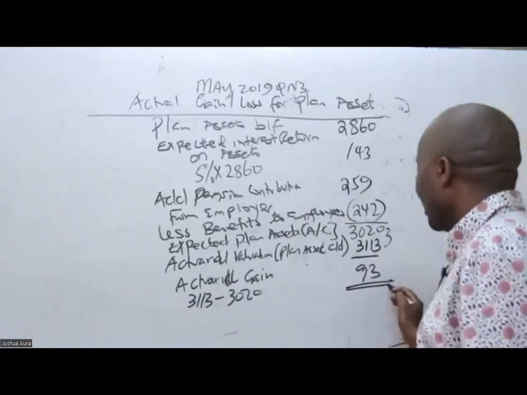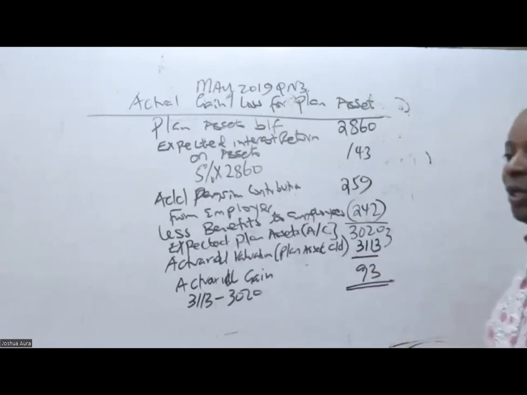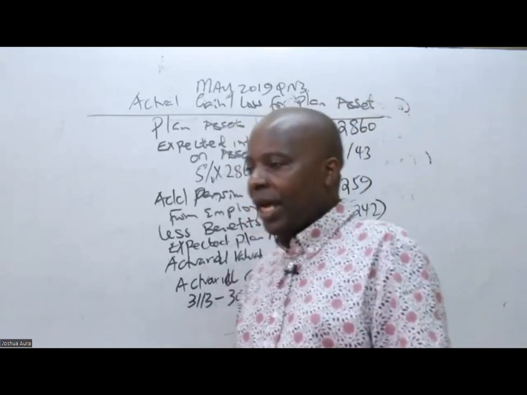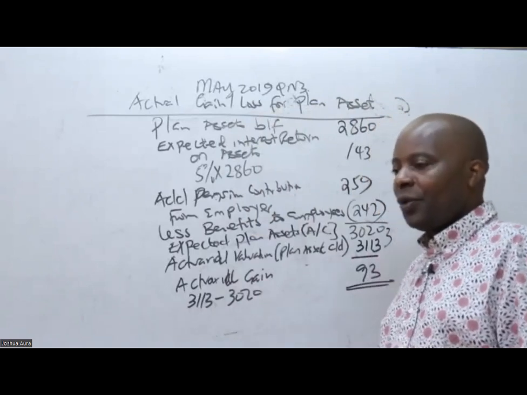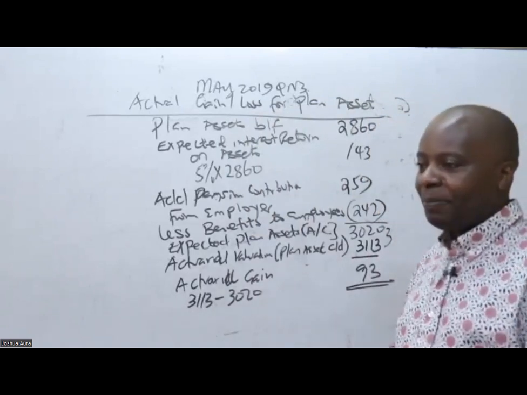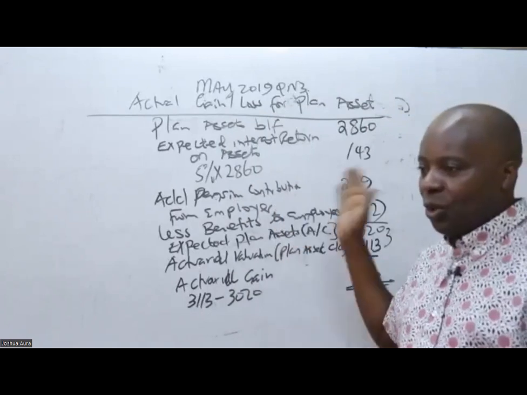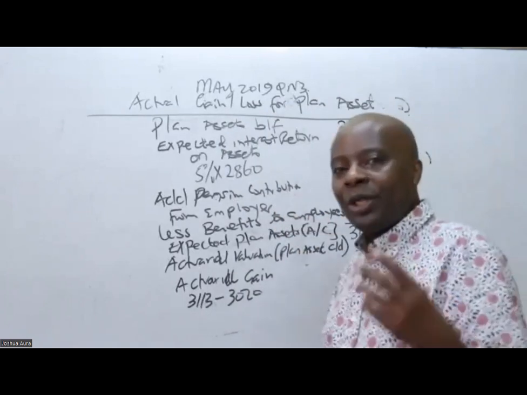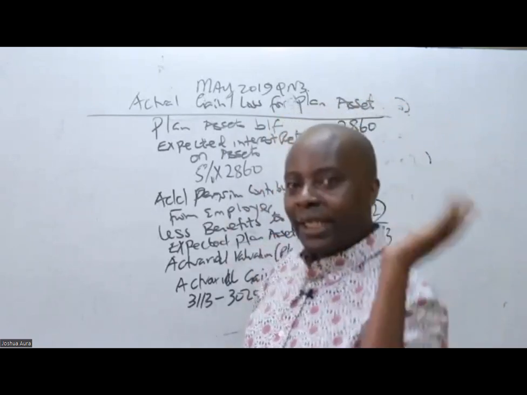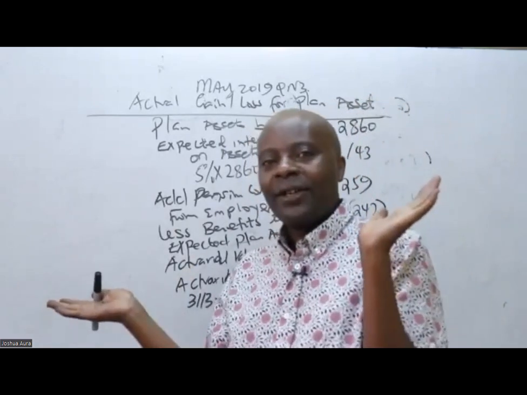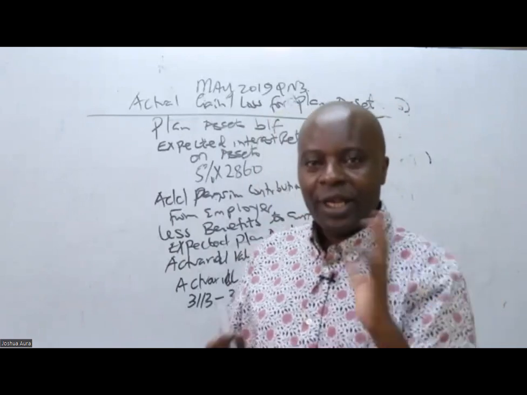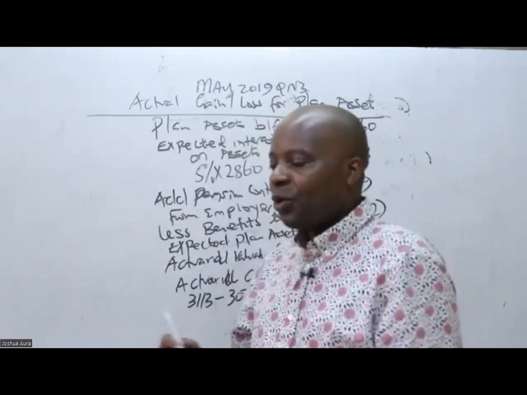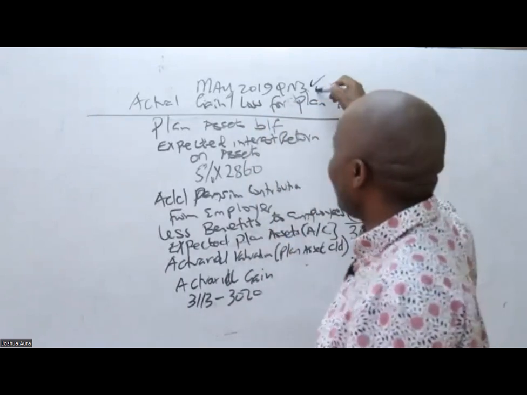And then you double underline to scare the examiner. So I've done the actuarial gain or loss for the plan asset. Then straight away, I know as a pension manager, I'm fighting with two things: assets on this side, liabilities on the other side. So once I finish the asset perspective, I have to go straight away to the liabilities perspective.